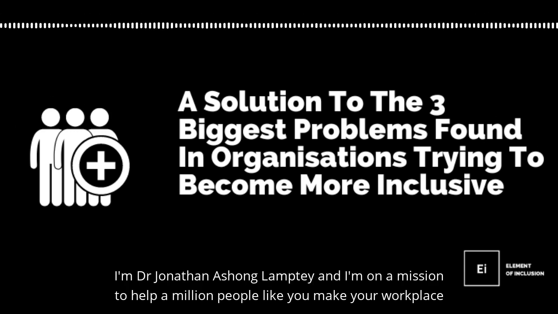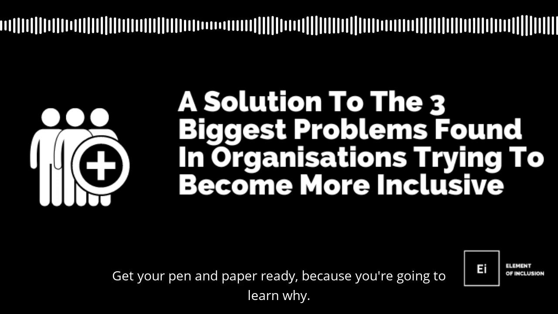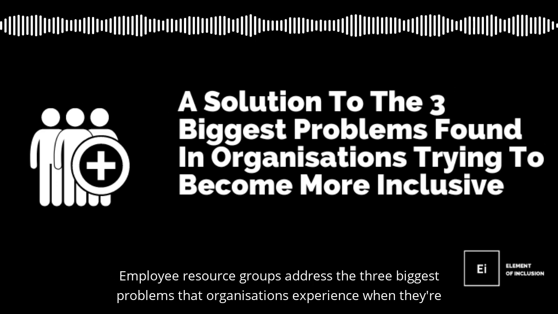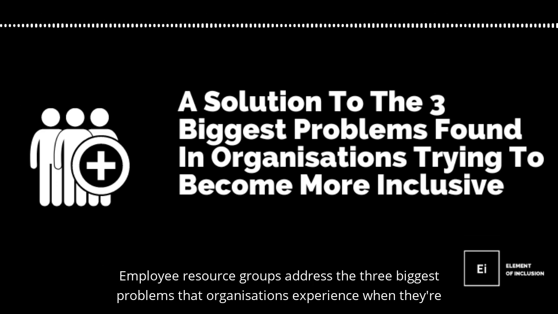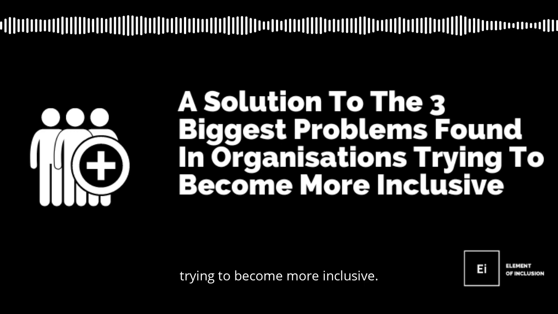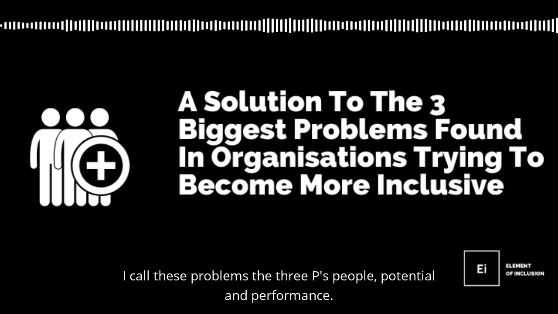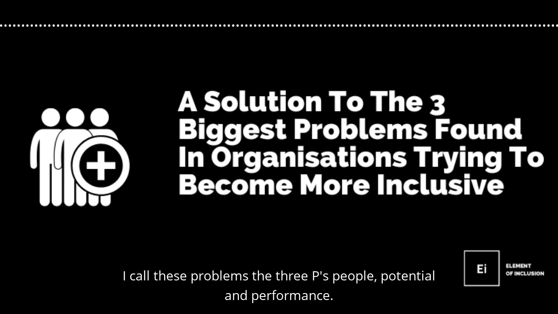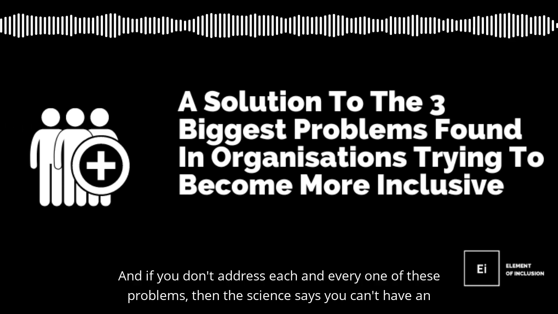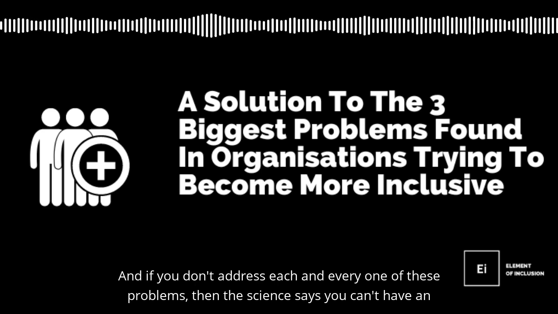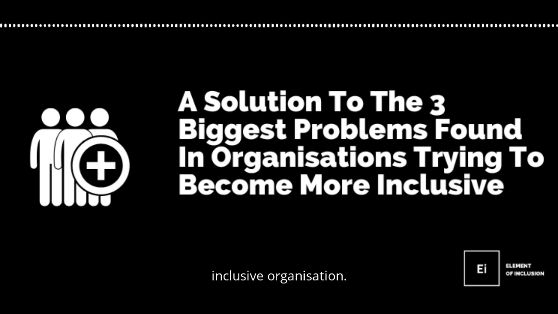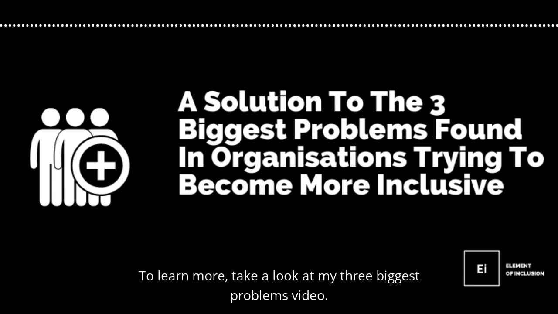I'm Dr. Jonathan Ashong-Lamptey, and I'm on a mission to help 1 million people like you make your workplace more inclusive. Get your pen and paper ready, because you're going to learn why employee resource groups address the three biggest problems that organizations experience when they're trying to become more inclusive. I call these problems the 3 Ps: people, potential, and performance. And if you don't address each and every one of these problems, then the science says you can't have an inclusive organization. To learn more, take a look at my 3 biggest problems video.